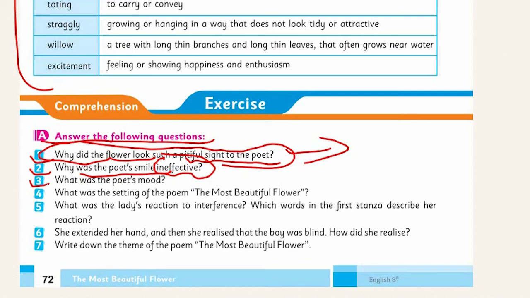The third one, what was the poet's mood? Poet का mood कैसा था? Yes, we have discussed this in this poem in detail. The fourth one, what was the setting of the poem? The most beautiful flower. What will be the setting of the poem? Yes, of course, the garden, because she is sitting beneath the old willow tree.